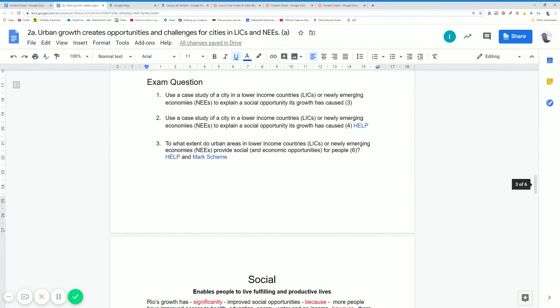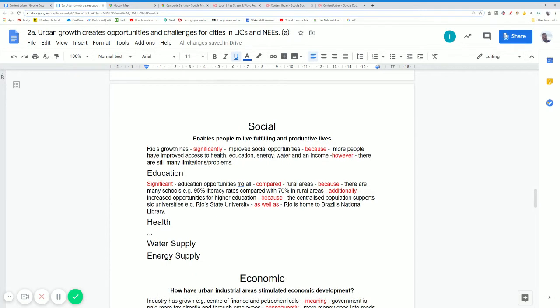So what we need to do is divide this down into social and economic opportunities. And I've modelled here how to make notes. But I haven't finished them for you because some of this is obviously your job. So social opportunities is enabling people to live fulfilling and productive lives. That's the idea behind it. So the words in red are words which you can use to lift your answers to make better explanations and better assessments.